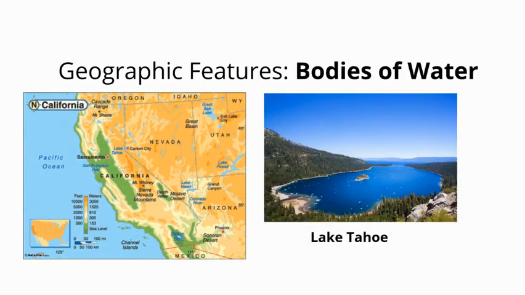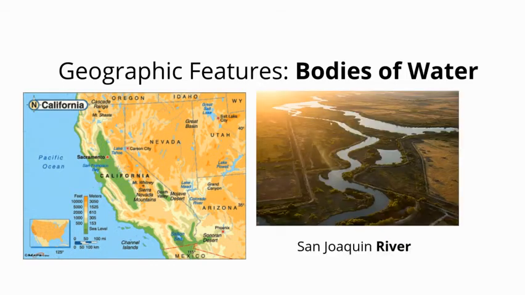Now let's move on to bodies of water. The first one we'll start with is Lake Tahoe, up in the eastern part of California. Lake Tahoe is a lake, which means that it is surrounded on all sides by land with water in the middle. If you guessed that all those thin blue lines were representing rivers on the map of California earlier, you were correct. The San Joaquin River is one of several rivers in California. A river is a moving line of water that connects to another body of water.